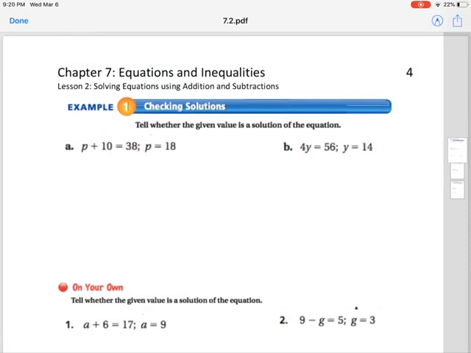Okay guys, so today we're going to be going deeper into our equations in the inequalities unit. So yesterday we talked about how to write our equations, and today we're going to talk about how to solve them, which we even touched on a little bit yesterday as well.